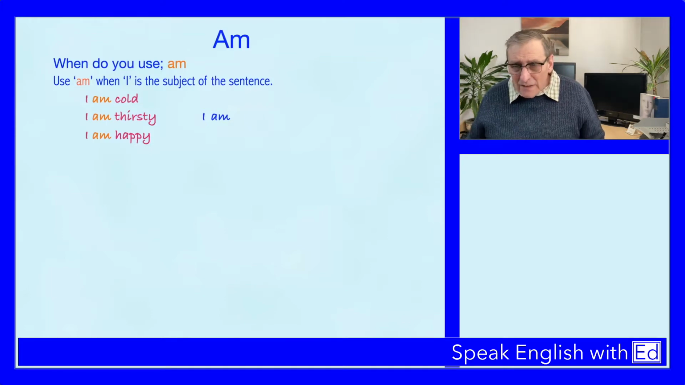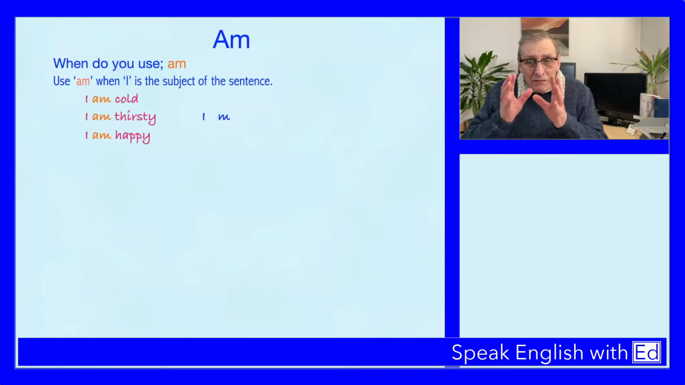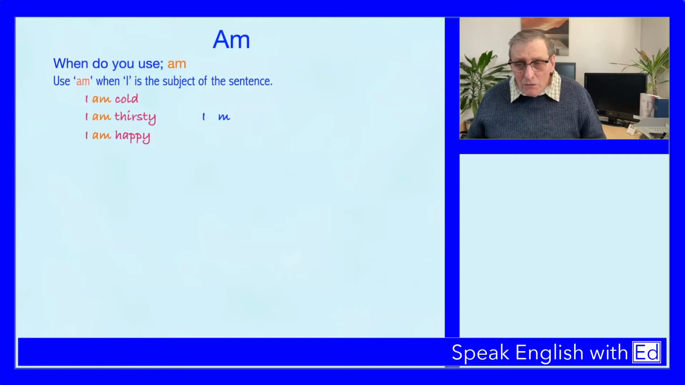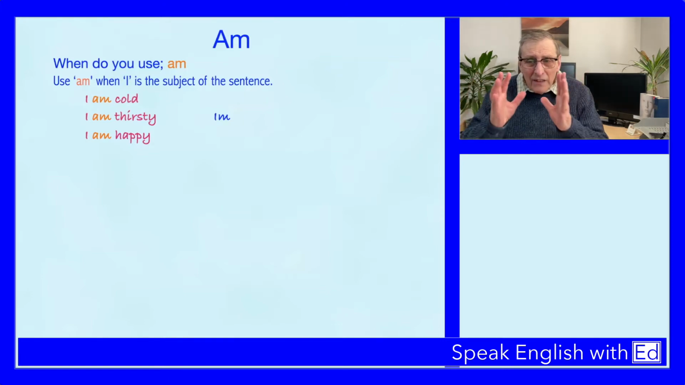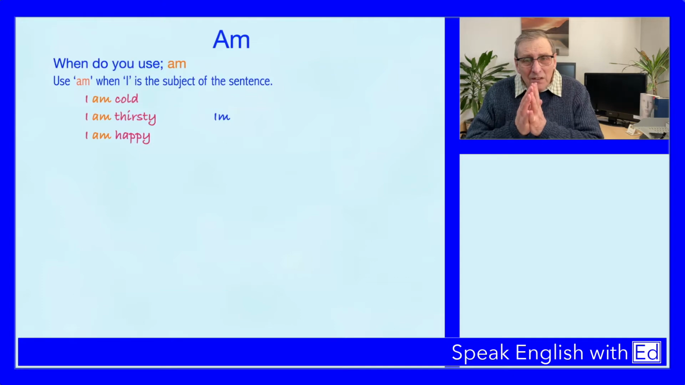And the way we get that to be I'm is that we remove the A. If you noticed on there, I'm, there was no A. We remove the A and we bring the I and the M together. That says I'm. Now, we need to put an apostrophe in there to make it I'm. So, we don't say I am, we say I'm.